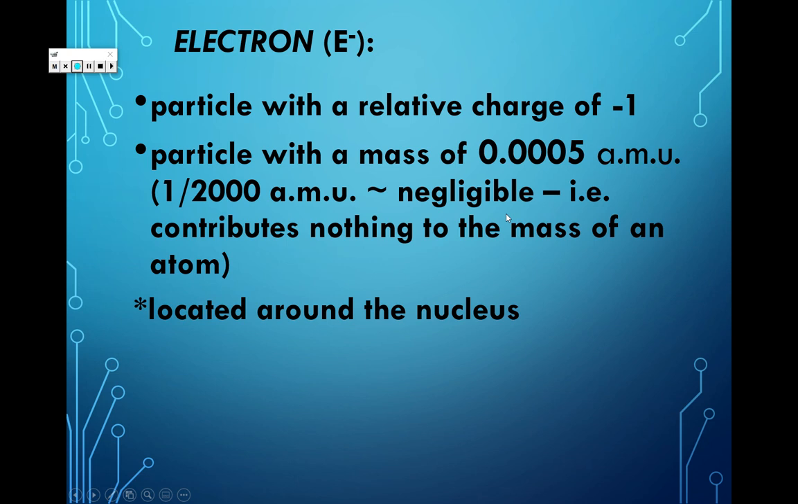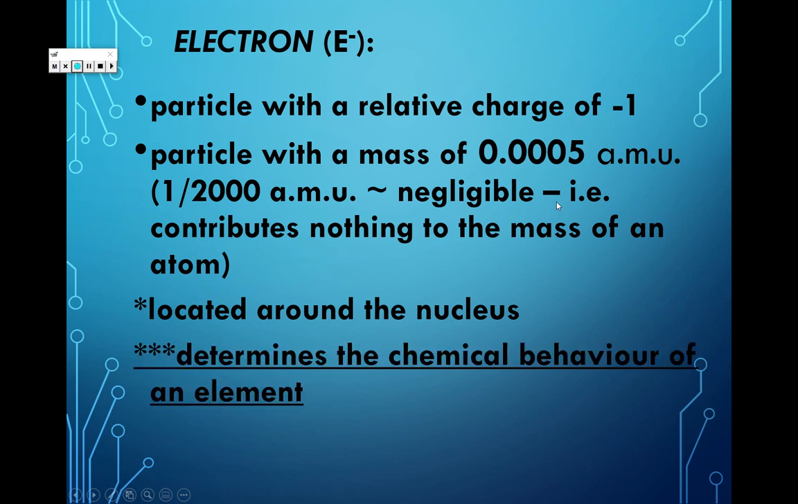They are located around the nucleus, so that's where we're going to draw them. And they determine the chemical behavior of an element. So when we talk about trends in the periodic table, why is something more reactive than something else? It is going to be based on the number of electrons, specifically valence electrons.